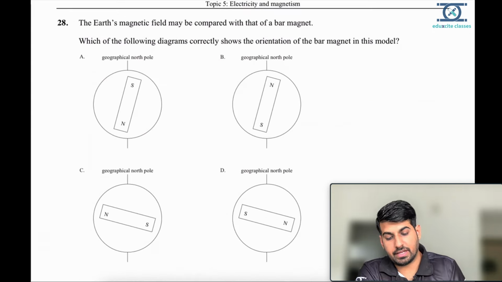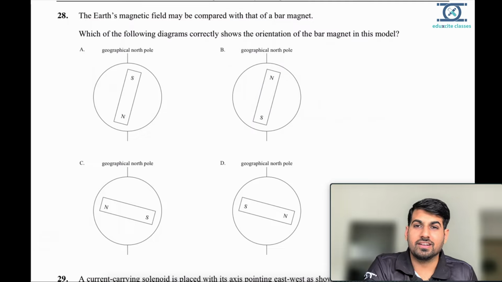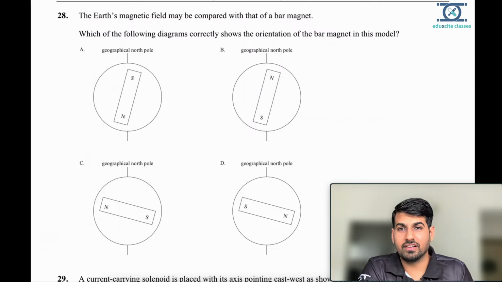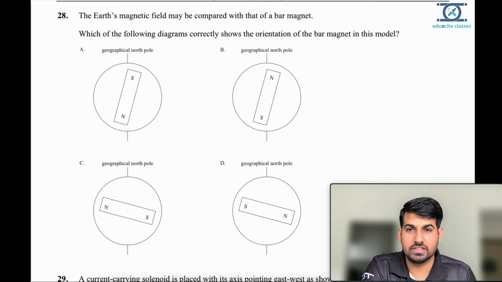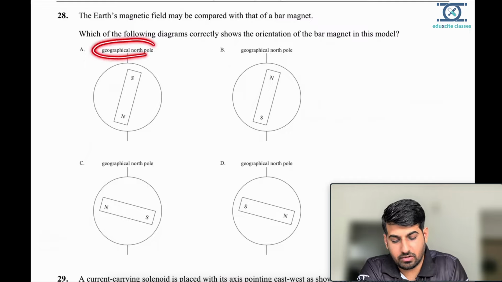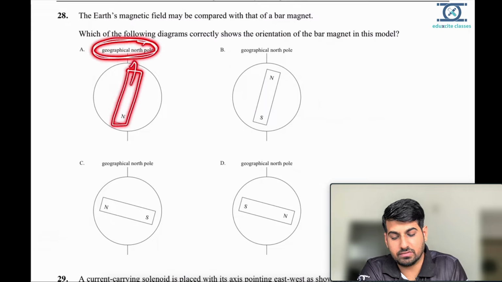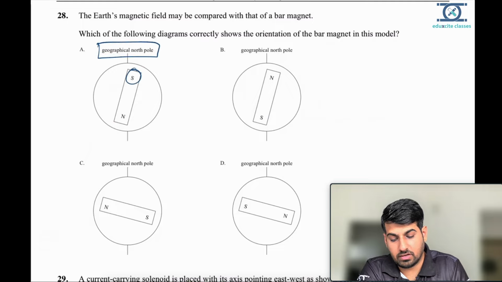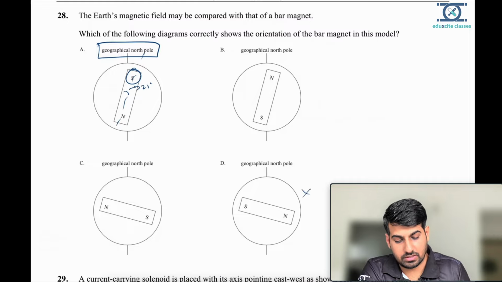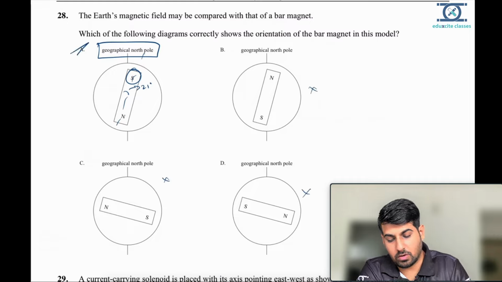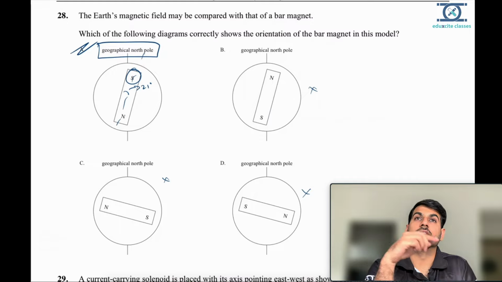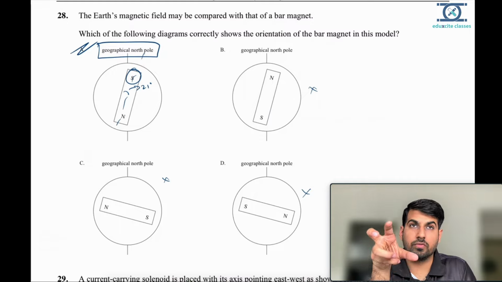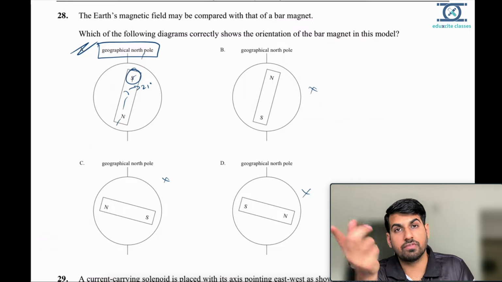Now this is a very tricky question. Question number 28: Earth's magnetic field and geographical north and south. We know that this is the geographical north pole. If this is the north pole, then Earth's magnetic south pole is towards the geographical north pole, and it is aligned at around 21 degrees, so not this, and these two are incorrect. So option A is the right answer. Always remember, the magnetic south pole of the Earth is towards the geographical north pole.